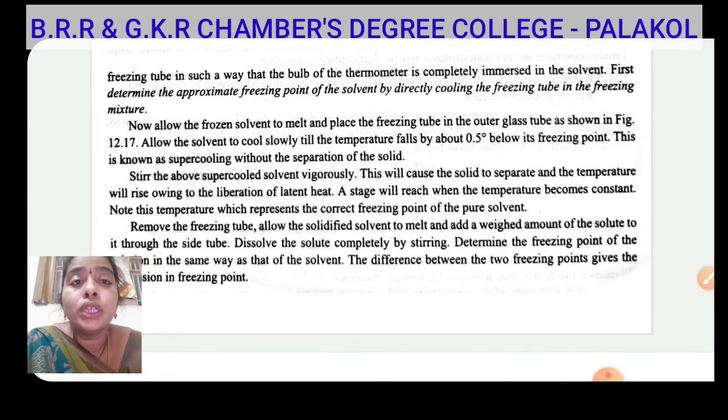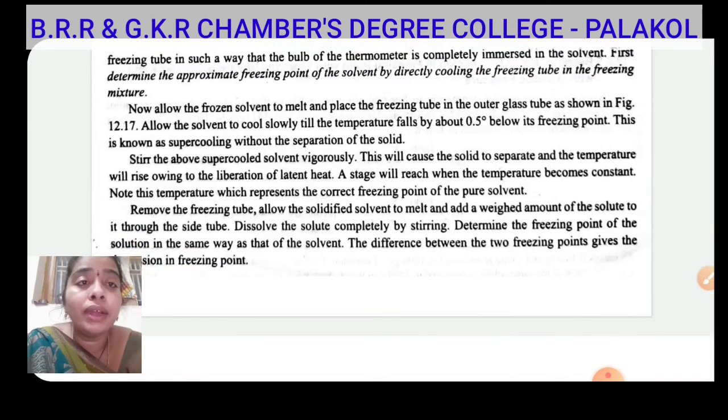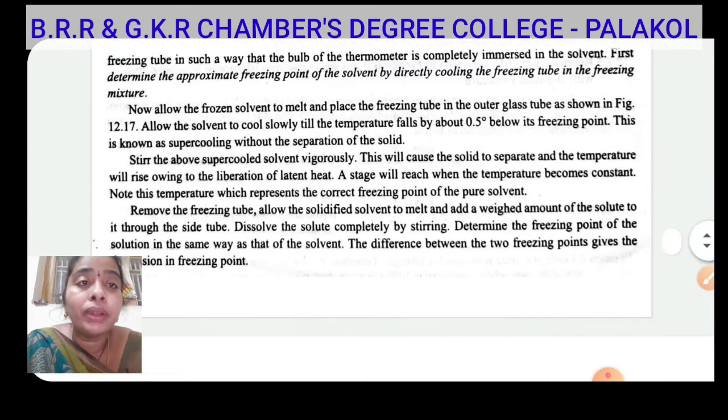So students, the liquid is converted to solid. Suppose water is converted to ice, that is the freezing point of water. Here the pure solvent is converted to a frozen mass, and that point is called the freezing point of the pure solvent. Now note the thermometer reading, which is the freezing point of the pure solvent.